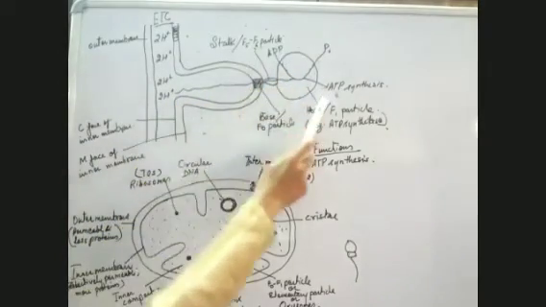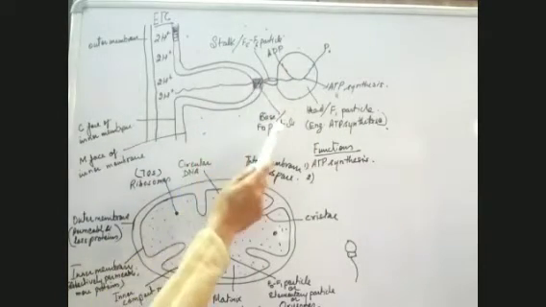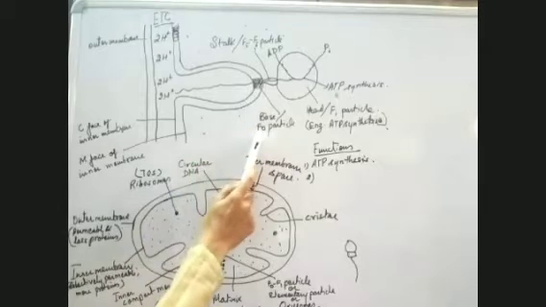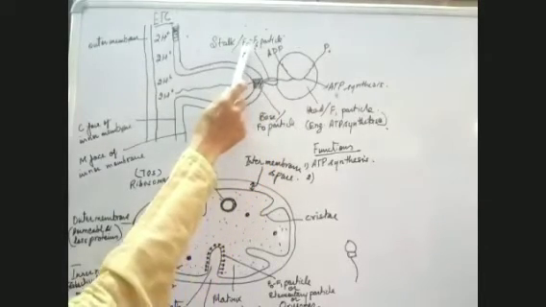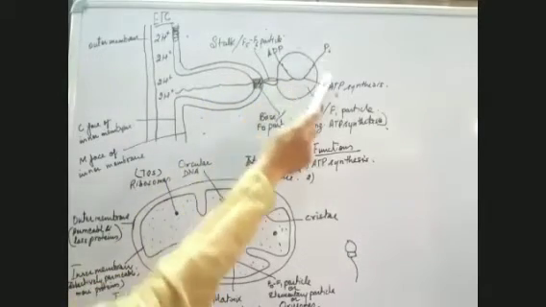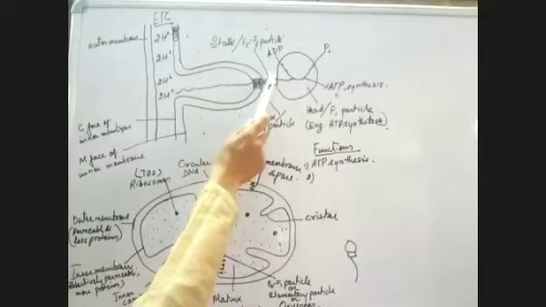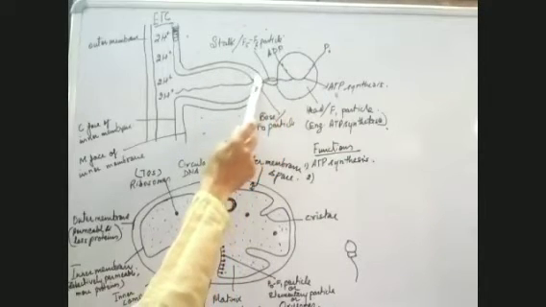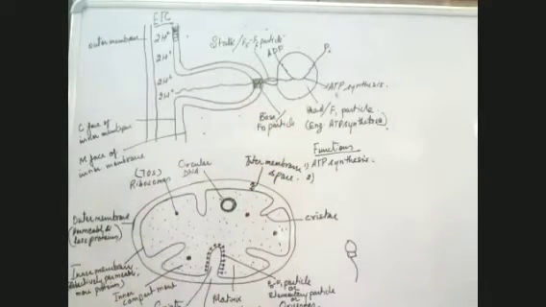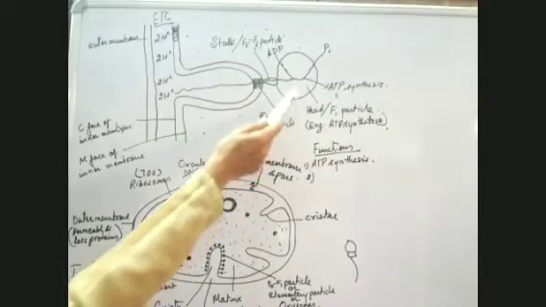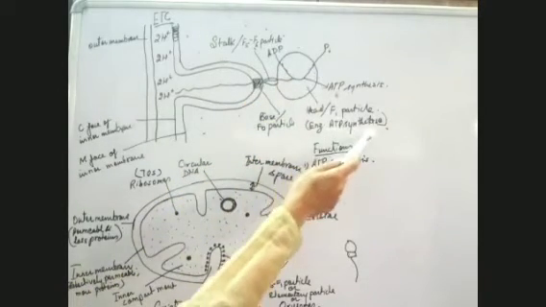This is the structure of one such F1 particle. It has a base, which is inside the membrane. It is also known as F0 particle. Then we have a small stalk which is F5 or F6 particle, and a circular structure which is F1 particle or head. So this is base, stalk and head. This is F0 particle, this is F5, F6 particle, and this is F1 particle. Now this F1 particle has enzyme ATP synthetase.